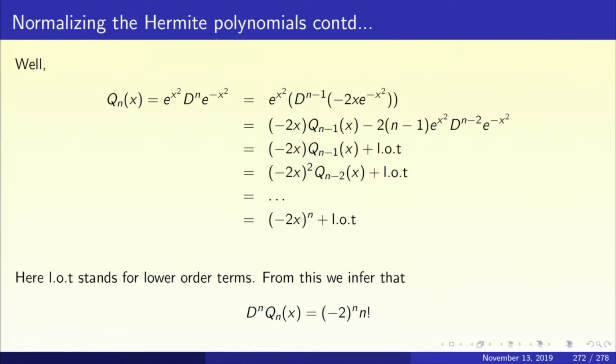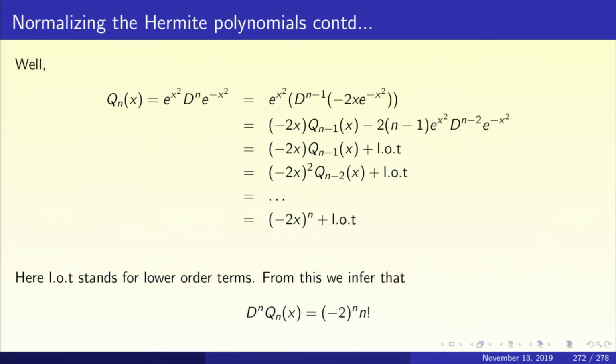So, again, let us look at qn(x). qn(x) is e to the power x squared times the nth derivative of e to the power minus x squared. So, let us carry out the differentiation: e to the power x squared times the (n-1)th derivative of minus 2x times e to the power minus x squared. Let us apply the Leibniz rule for the (n-1)th derivative of a product. The first term will be minus 2x times the (n-1)th derivative of e to the power minus x squared, and there is an e to the power x squared. So, you get q(n-1) minus 2 times (n-1) times e to the power x squared times the (n-2)th derivative of e to the power minus x squared.